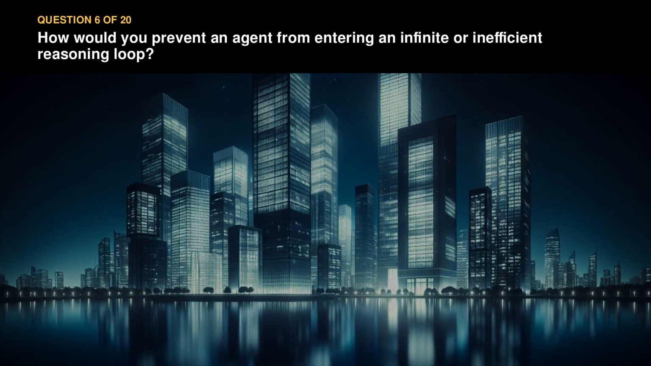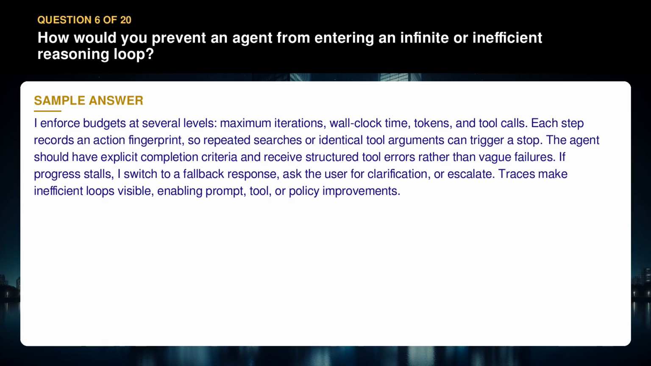Question 6. How would you prevent an agent from entering an infinite or inefficient reasoning loop? I enforce budgets at several levels: maximum iterations, wall clock time, tokens, and tool calls. Each step records an action fingerprint, so repeated searches or identical tool arguments can trigger a stop. The agent should have explicit completion criteria and receive structured tool errors rather than vague failures.